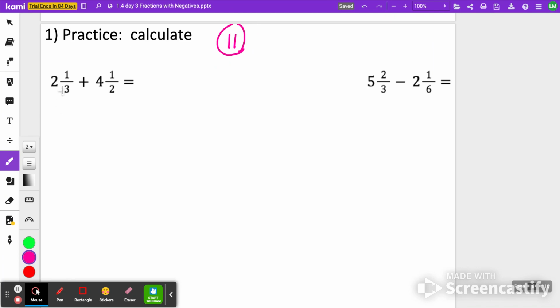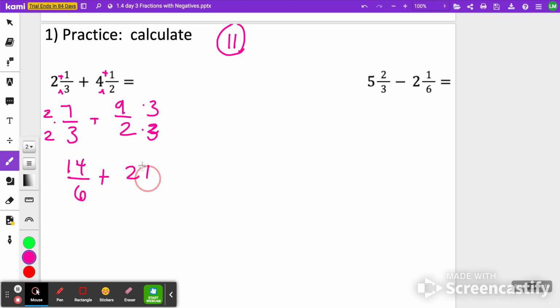First thing I did here is I changed all of these mixed numbers into improper fractions. So I'm going to have 7/3 plus 9/2. Then I changed my denominator to a 6. So the first one I multiplied by 2, the second fraction I multiplied by 3. 2 times 7 is 14, so I have 14/6 for my first fraction and 27/6 for my second fraction.